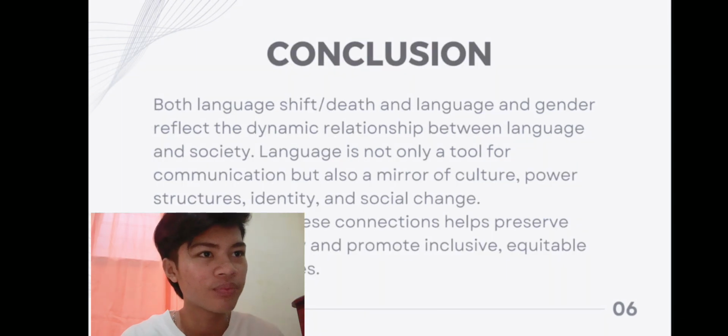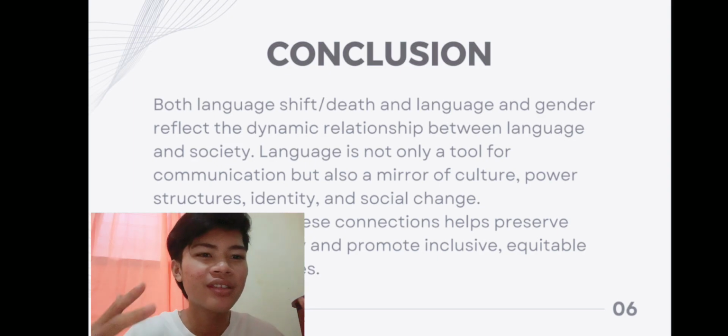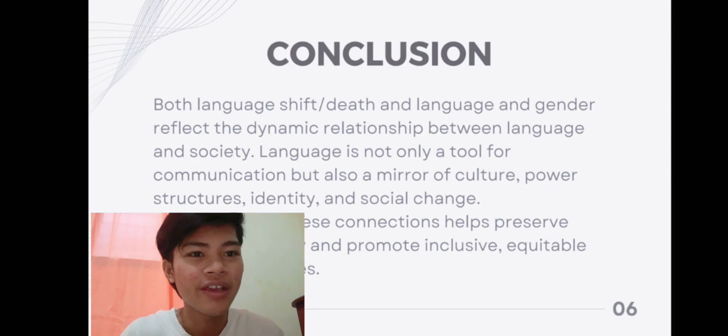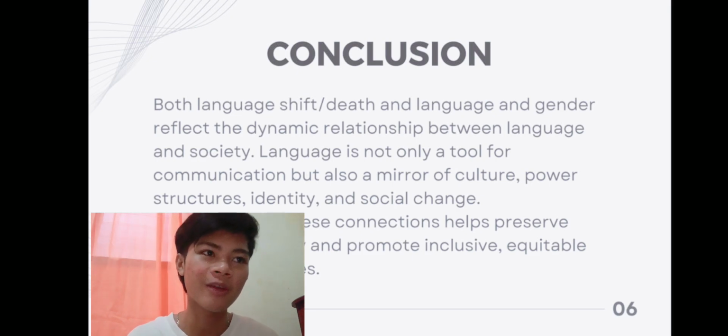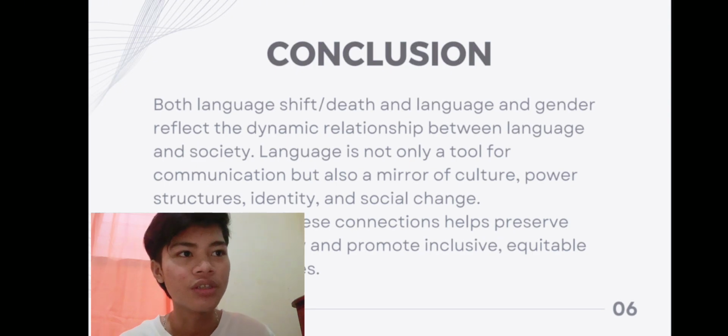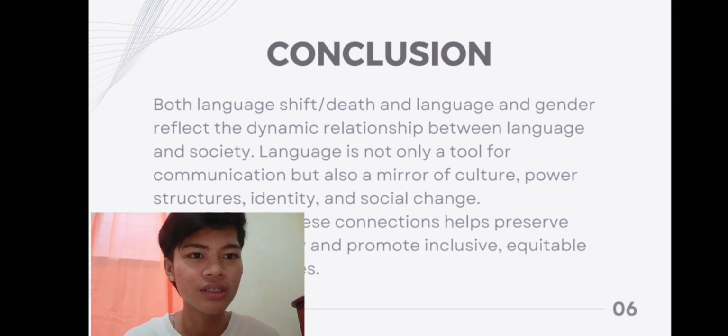In conclusion, language shift, language death, and gendered language all show how deeply connected language is to culture, identity, and power. Language is not just about words, it reflects who we are and the world we live in. Understanding these topics helps us protect endangered languages and promote more inclusive communication in a changing society.